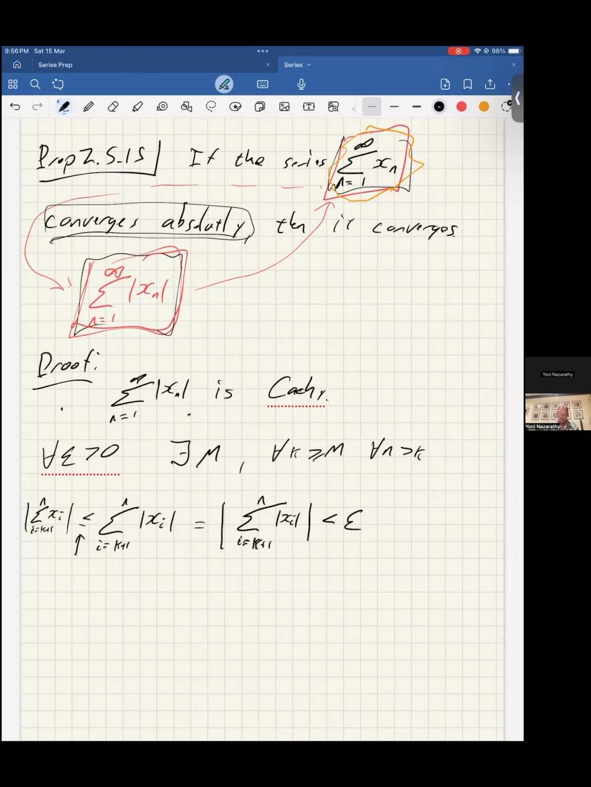And what does this show us? Well, then we see that hence the original series, the series n from 1 to infinity of xn, is a Cauchy series. So it satisfies the Cauchy criterion, and hence it converges. Okay, so that's it. That was this proof.